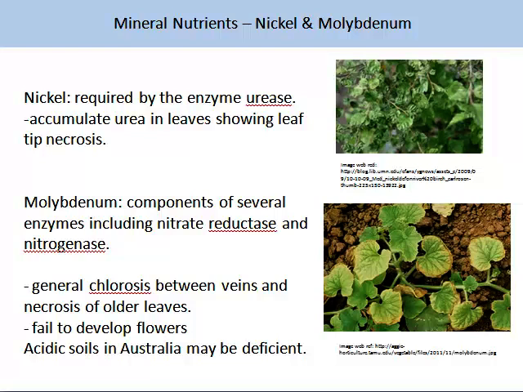The image on the right hand top is nickel deficiency in birch leaves. Molybdenum is involved in components of several enzymes, including nitrate reductase and nitrogenase. When deficient, it shows general necrosis between the veins and necrosis of the older leaves. It may fail to flower. Acidic soils in Australia may be deficient. The image on the right bottom is a deficiency of molybdenum in cucumber plants.